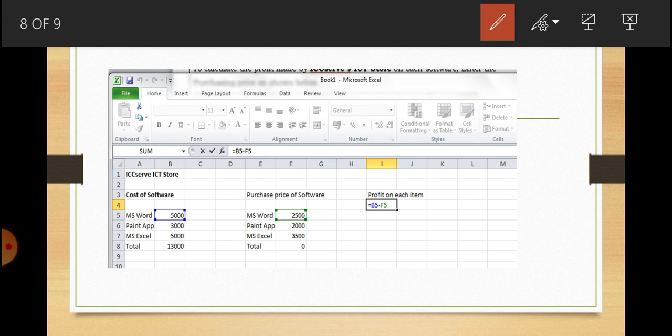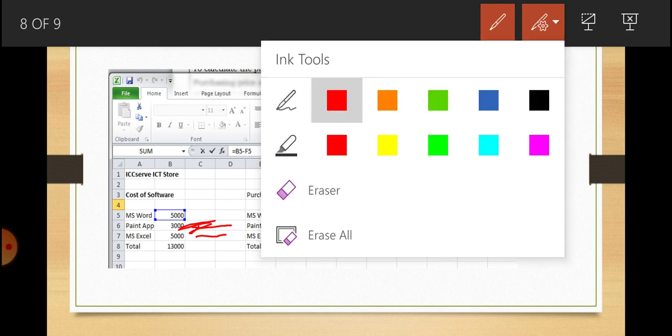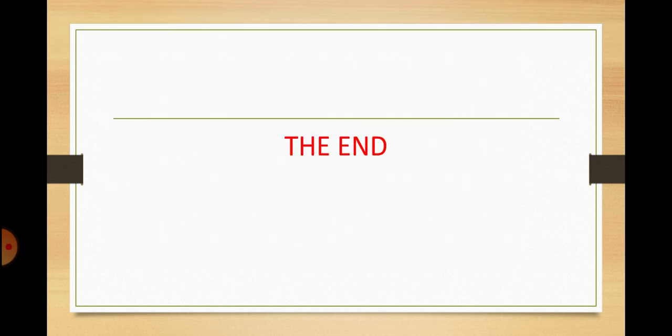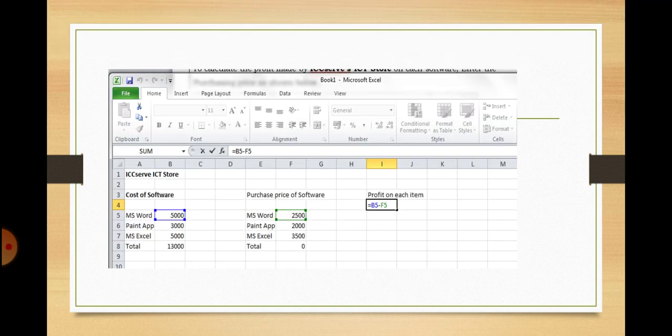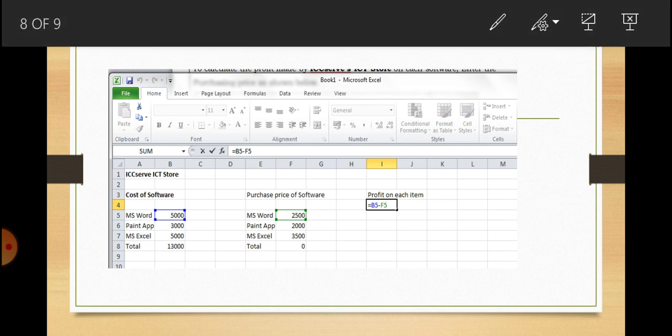We do the same thing. We would say equals B6 minus F6. We would say B7 minus F7. When we do all of that, when you calculate all of that together, you will get your profit. All the profit will be shown here.